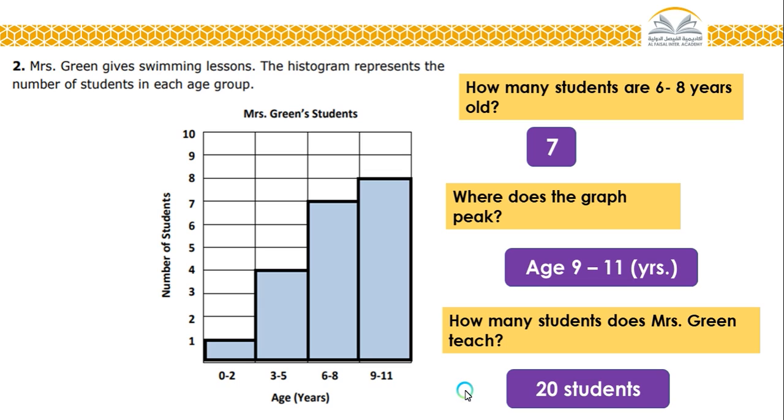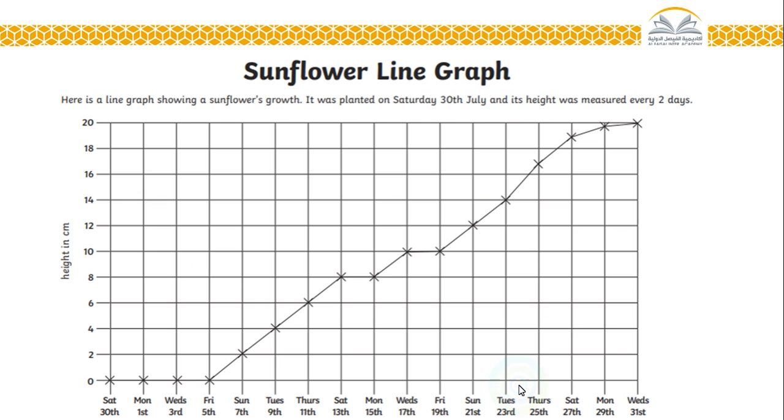Repeat, 1 plus 4 plus 7 plus 8. When you add everything together, it will give you 20 students. Right. Now, here is another way which we can interpret our graph.